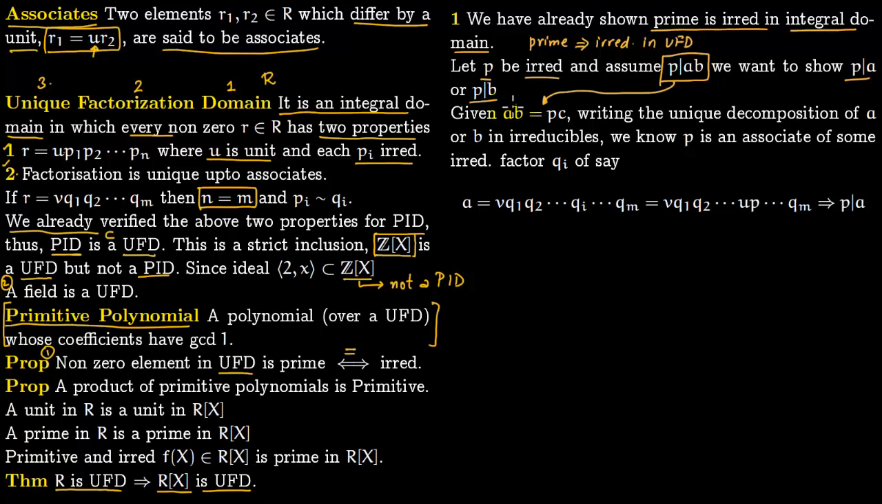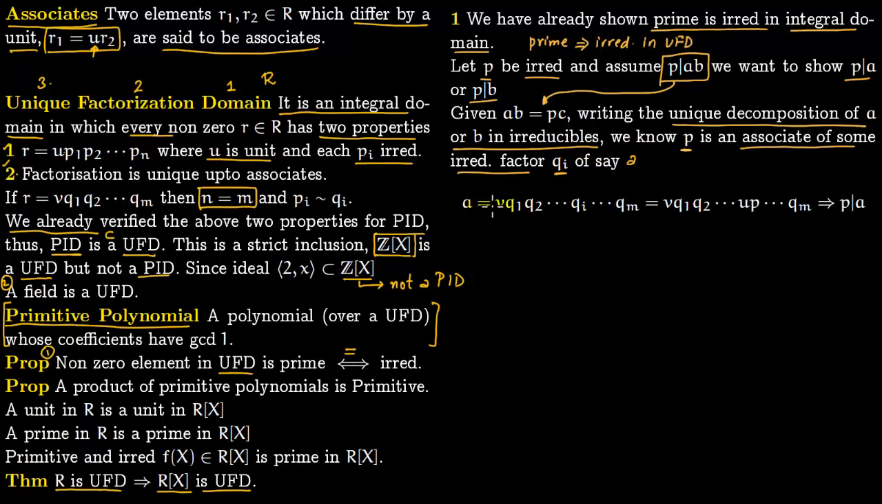Now since we are working in a unique factorization domain, this A and B have a decomposition like this. So A has a decomposition like this, B has a decomposition like this, and you have this irreducible on this side. So since this decomposition is unique, so you have a unique decomposition of A or B in irreducibles, we know P will be an associate of some irreducible factor of either A or B. So say P is an associate of some irreducible factor, say Qi, and Qi is an irreducible factor of say A.